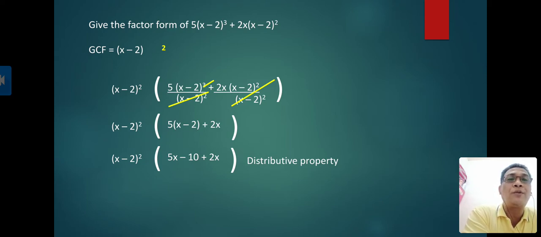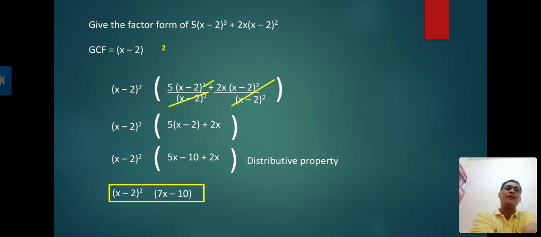Now let us combine similar terms. The similar terms in this example are 2x and 5x. So 5x plus 2x will be 7x. So we have (x - 2)^2 multiplied by (7x - 10). And that will be the factored form of 5(x - 2)^3 + 2x(x - 2)^2. That is example number 2.